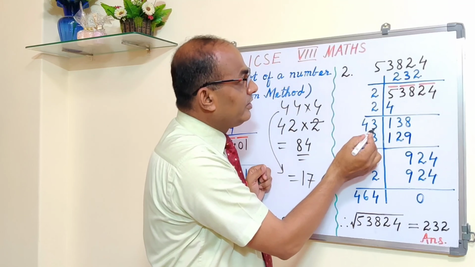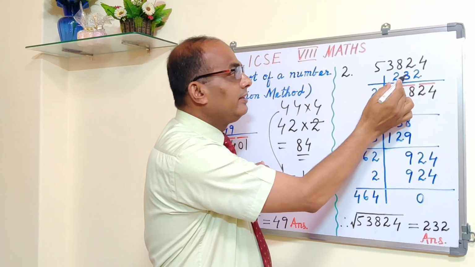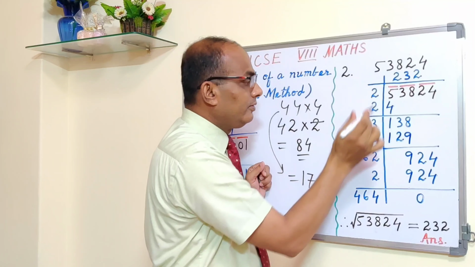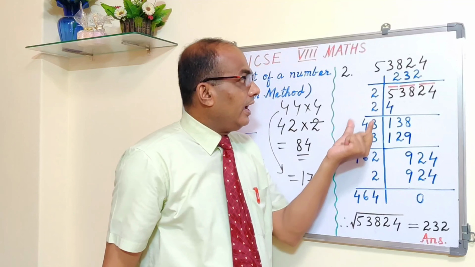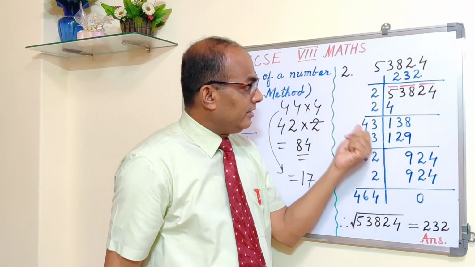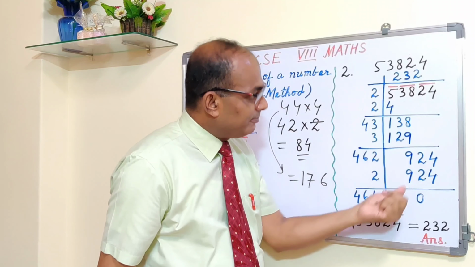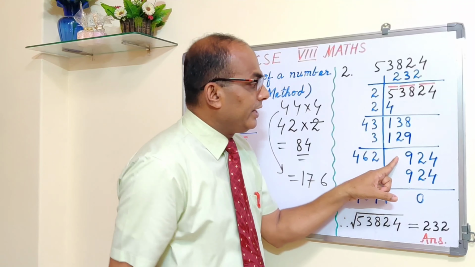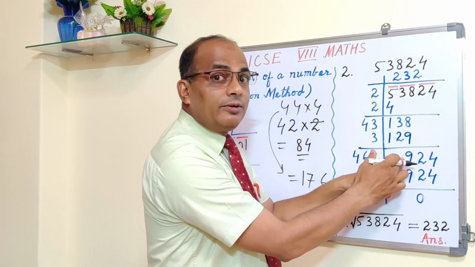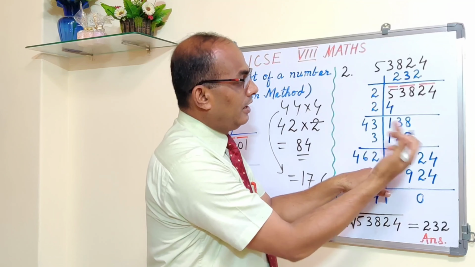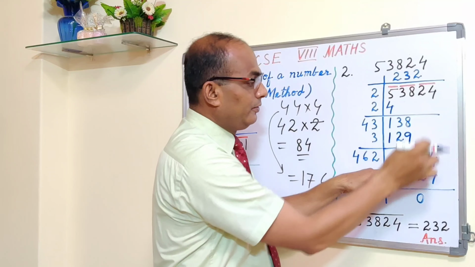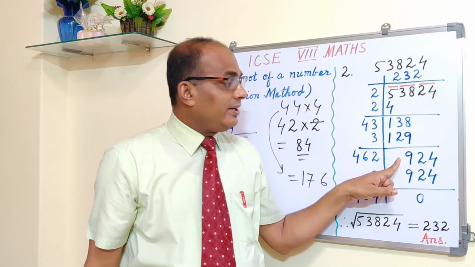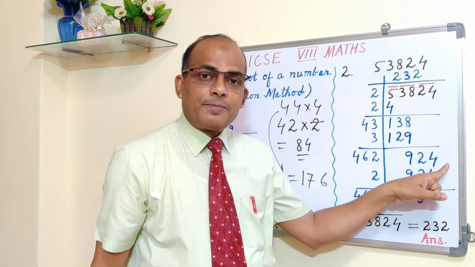So okay, fine, we wrote 3 here and we are writing 3 here also. Now the new divisor is 43 and we multiply by 3. 3 3s are 9, 3 4s are 12, 129. Now subtract. When you subtract, you are getting 9. So now the remainder is 9. Now you bring down the next pair, 24. Okay, now the new dividend is 924.